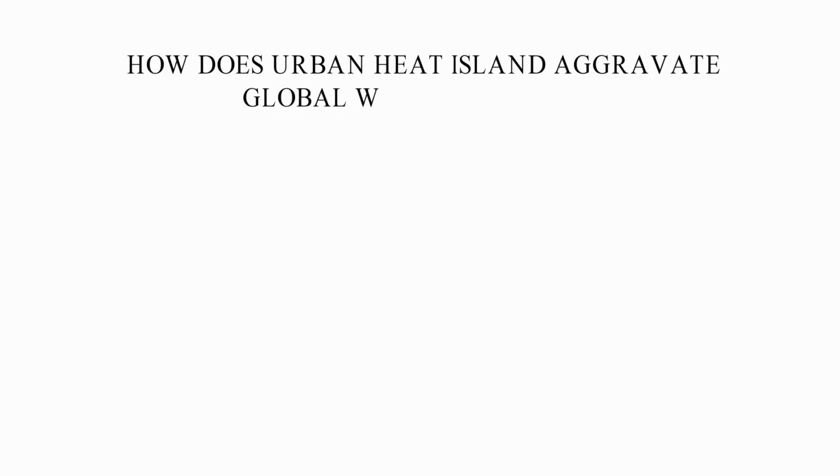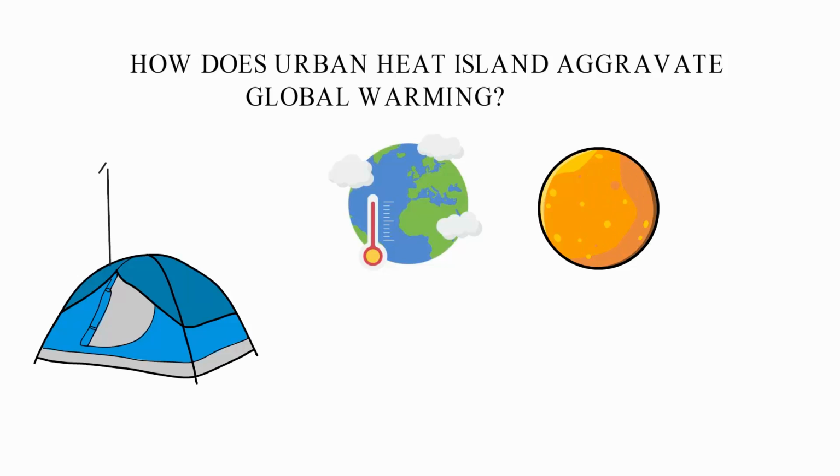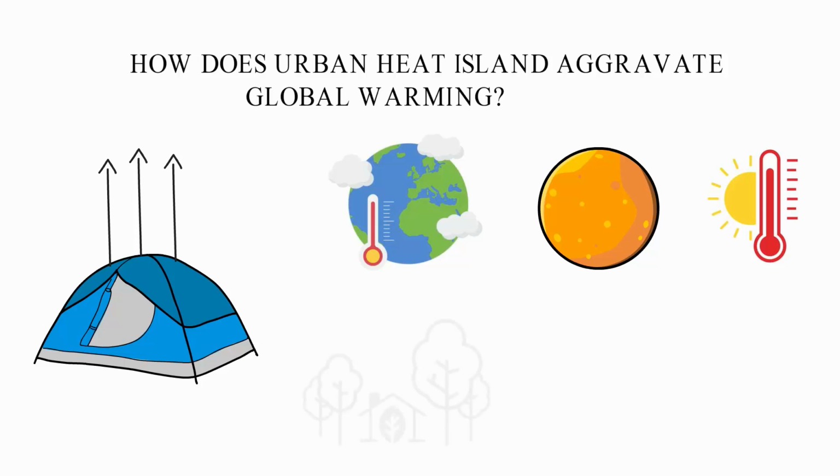How does urban heat island aggravate global warming? Global warming causes the temperature to rise in all parts of the world, making it hotter. The planet is getting warmer all the time, which is causing a lot of problems for the environment. The main cause of global warming is the release of greenhouse gases into the air. Global warming and urban heat islands can raise the temperature of the air. Like climate change, global warming makes the urban heat island effect worse.